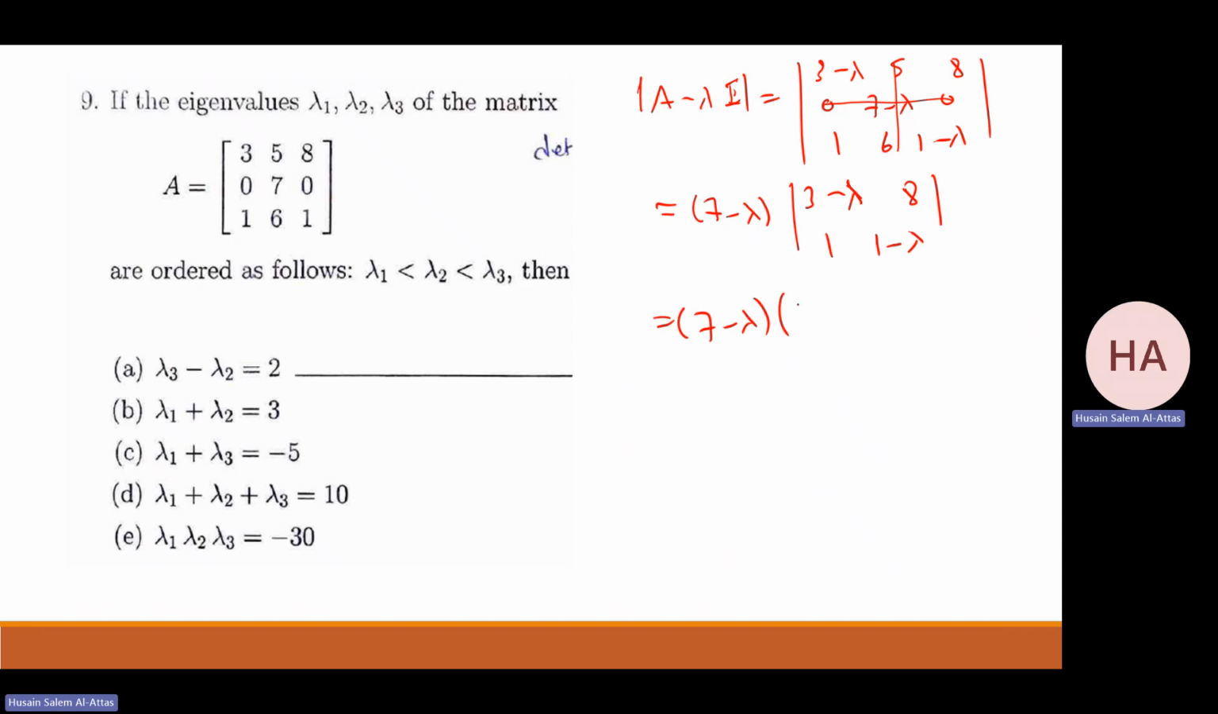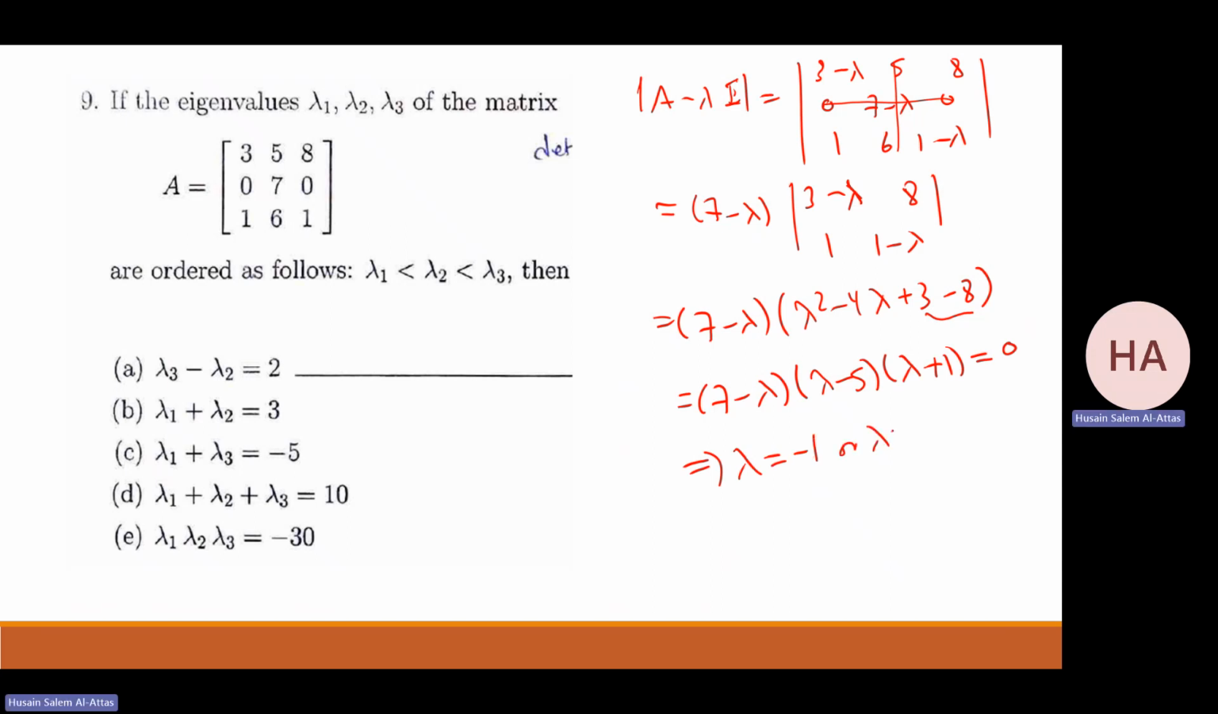What is this? Lambda squared minus 3 minus 4 lambda plus 3 minus 8. So it will be 7 minus lambda. This is minus 5. So it will be lambda minus 5, lambda plus 1 equals 0. So I have lambda equal minus 1, or lambda equal 5, or lambda equal 7. You want to order them. So this is minus 1, this is 5, this is 7.